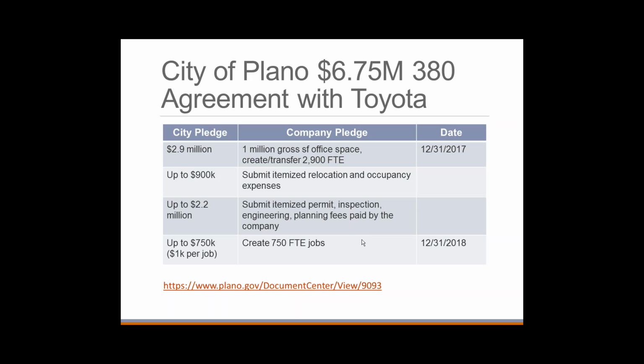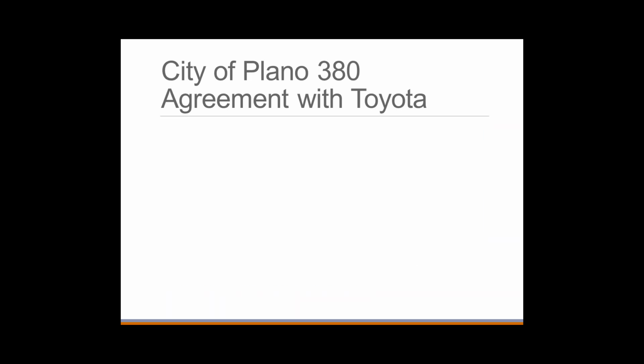There are some other things that didn't fit on this slide. As I mentioned, it was a mix of all or nothing and prorated. So if you remember the first piece of it, as I described it, you needed to bring the 2,900 FTEs, and you needed to occupy the million gross square feet. That was an all or nothing piece.